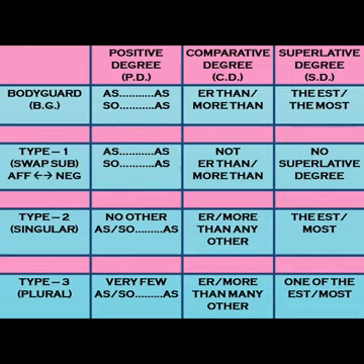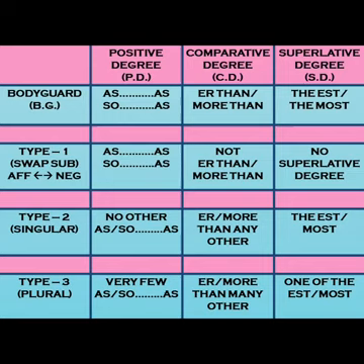Now type 2, that is singular. In this type, you will find no other in positive degree, that will be in the beginning of the sentence. Er or more than any other, that is in comparative degree, and the est, that is in superlative degree. So in positive degree, it is no other. In comparative degree, it becomes than any other, and in superlative degree, it is the most.